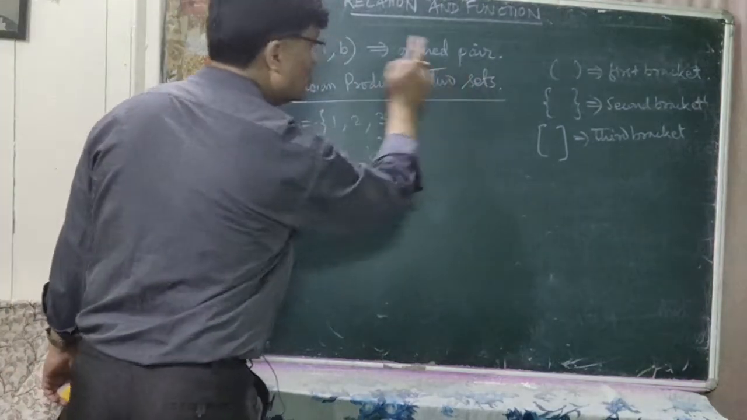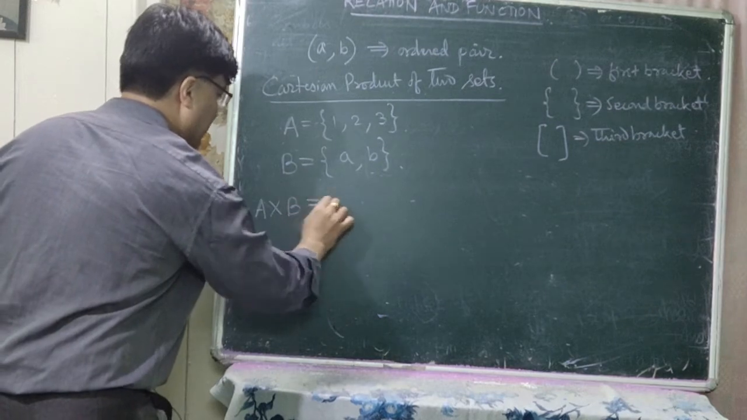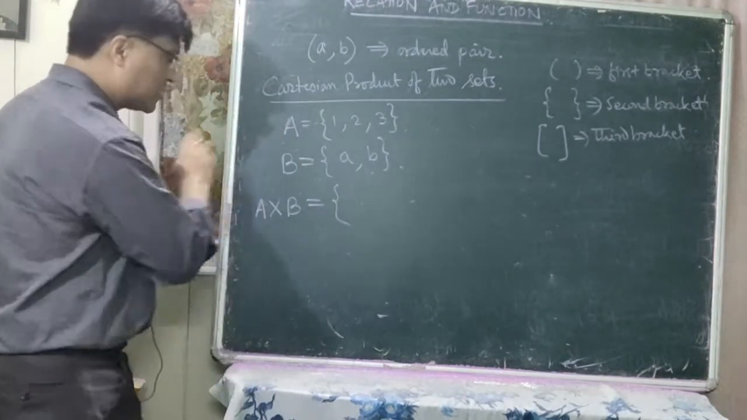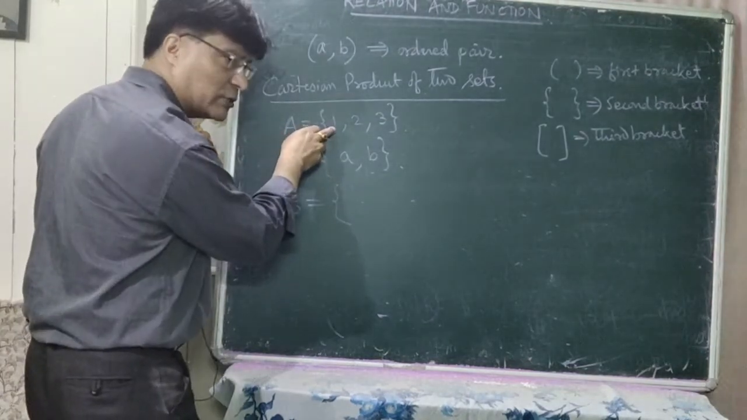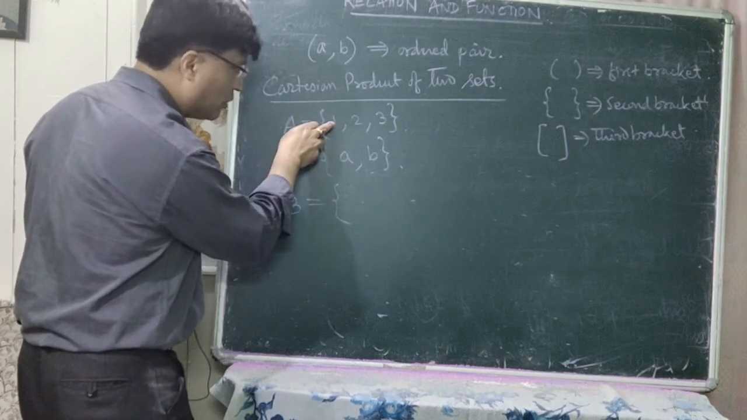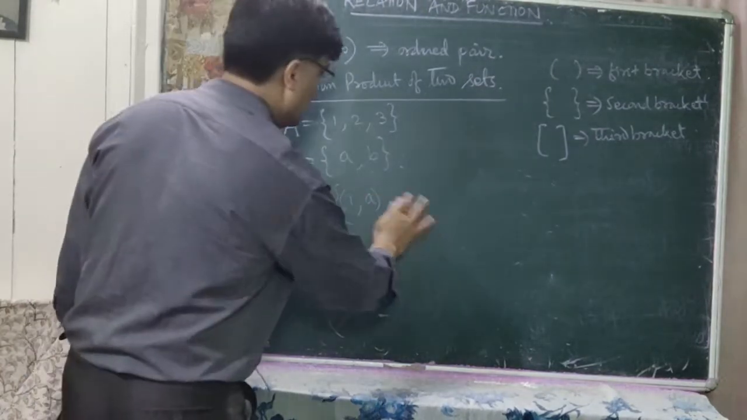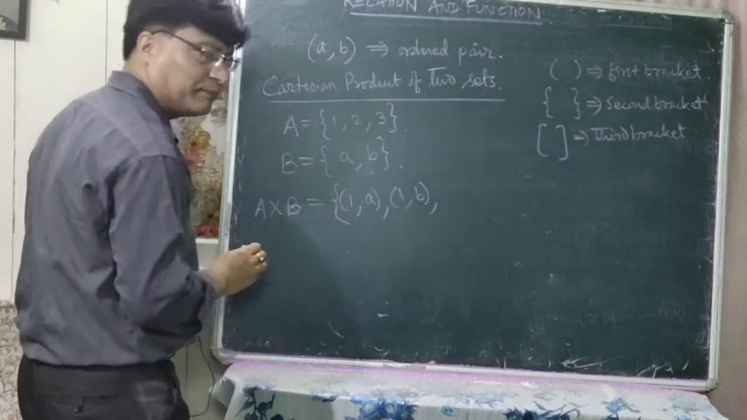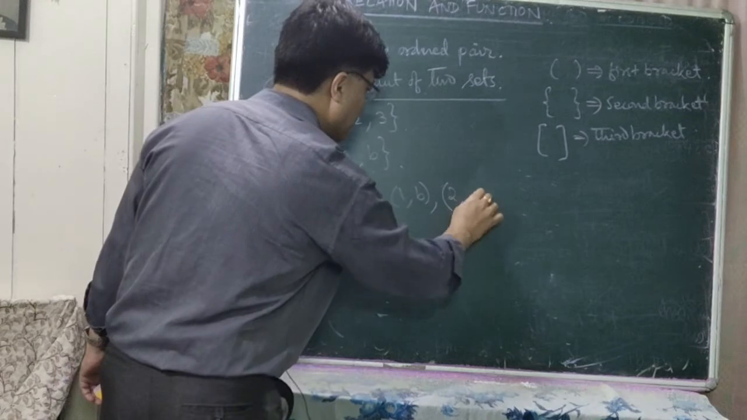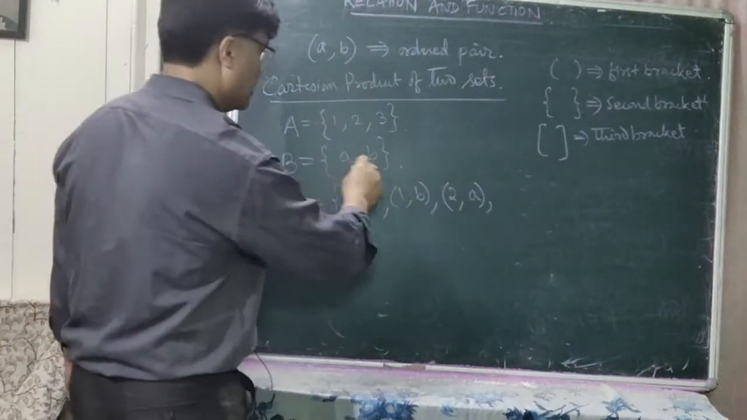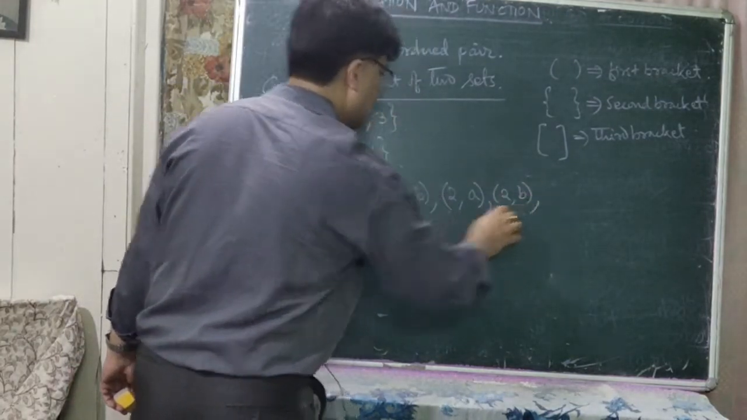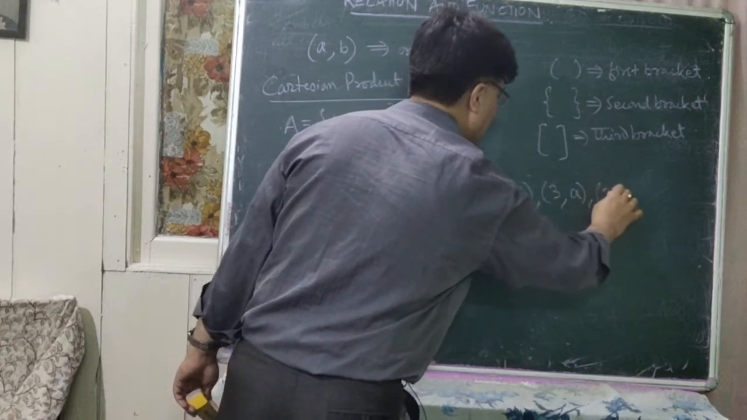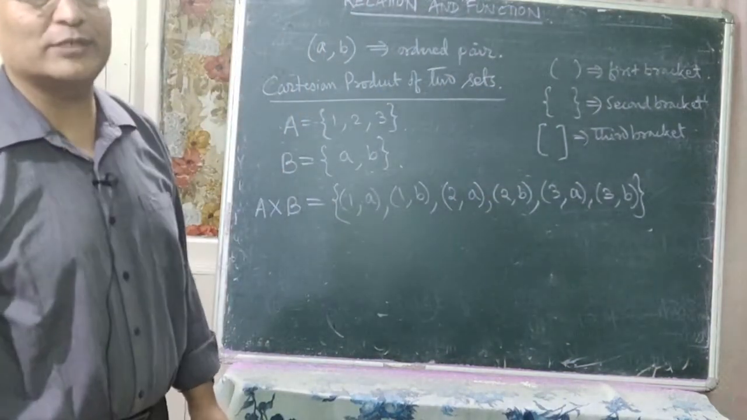The Cartesian product of two sets is denoted by A cross B. It is read as A cross B. So how can you write down the Cartesian product A cross B? Within curly brackets, first of all, it is written A, capital A. My first number is 1, so we start with the ordered pair 1 comma a, then 1 comma b, then 2 comma a, 2 comma b, then 3 comma a, 3 comma b. So this is the Cartesian product of two sets A and B.